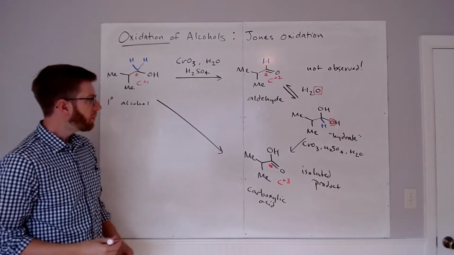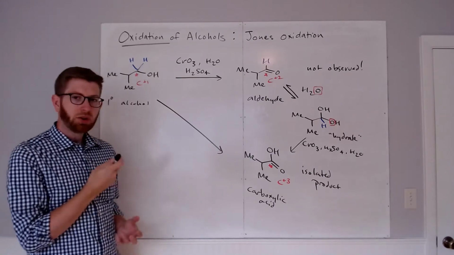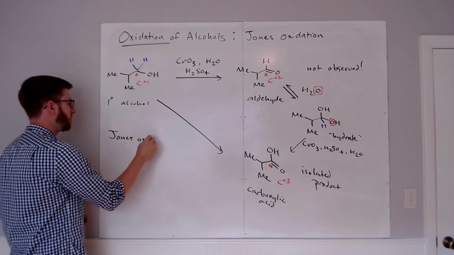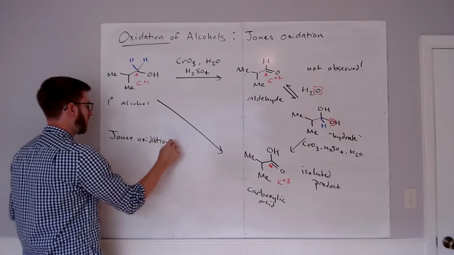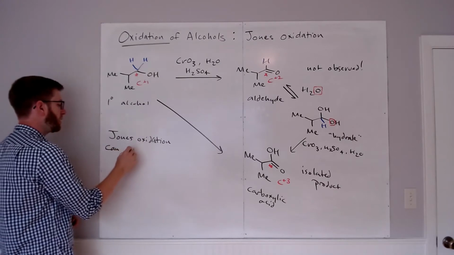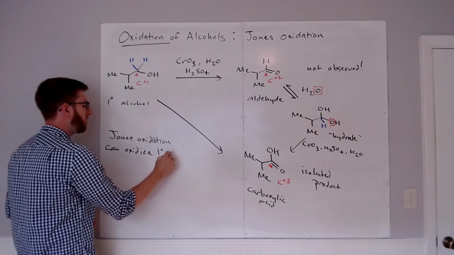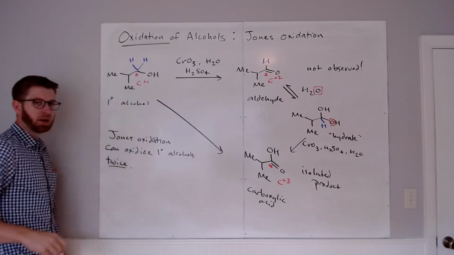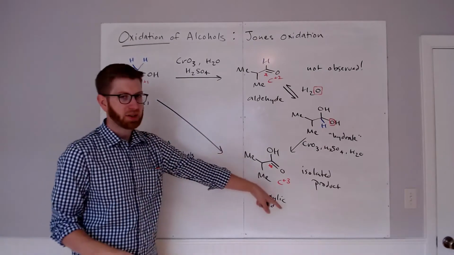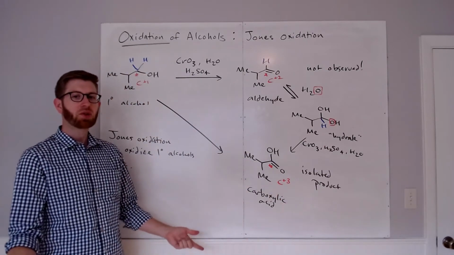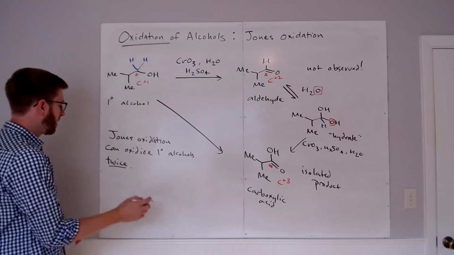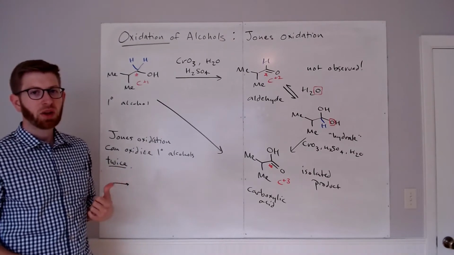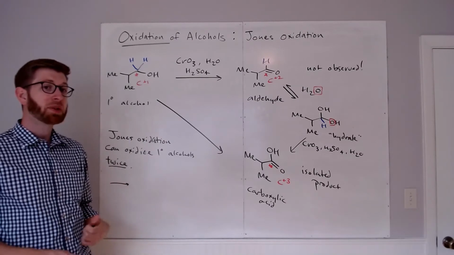Interesting. So what we can conclude here is that the Jones reagent, or the Jones oxidation, can oxidize primary alcohols twice. So we're going from +1 all the way to +3. Sometimes we call this like a double oxidation because we're changing two different levels. But we also saw in the previous section of the video that with secondary alcohols, oxidation only happens once.